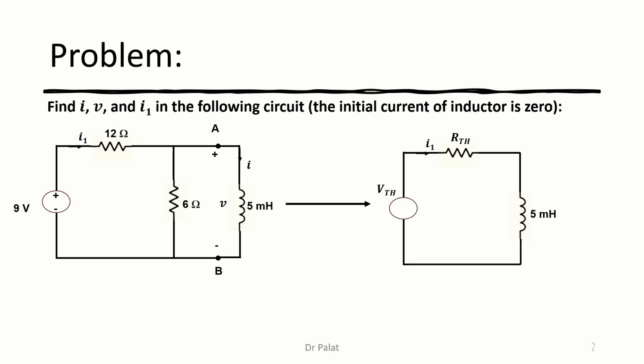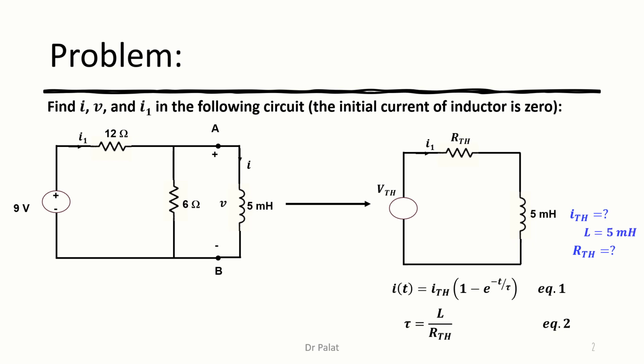Now to find the current, we can use this formula which we already know, and you also know what tau stands for. Tau is the time constant. In the first equation, equation 1, Thevenin current is not known, and in the second equation we know the inductance but we do not know the Thevenin resistance. The inductance is 5 millihenry, that's given to you. So first let's find the Thevenin resistance.